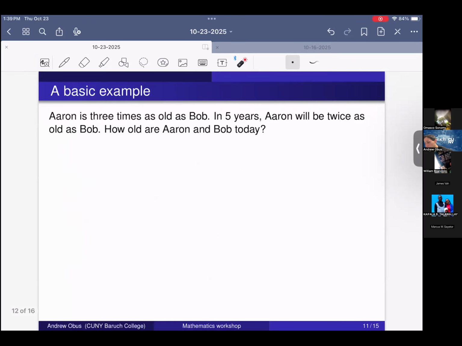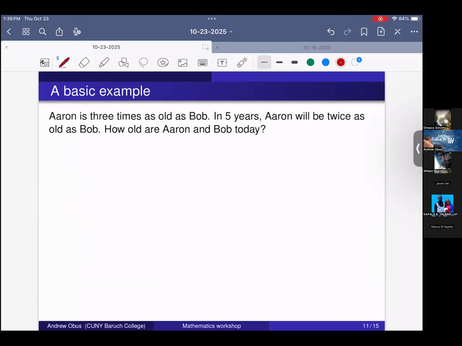Okay, so let's do an example. This is a basic example. This is the kind of problem I've seen people send me on WhatsApp: "Hey, Mr. Andrew, can you solve this problem for me?" So this is a standard example. Aaron is 3 times as old as Bob. In 5 years, Aaron will be twice as old as Bob. How old are Aaron and Bob today?